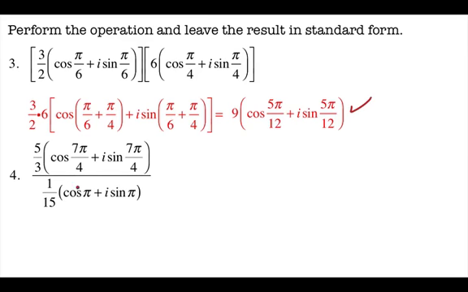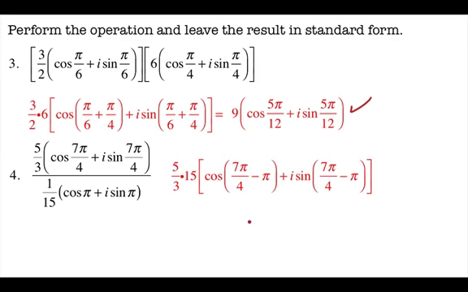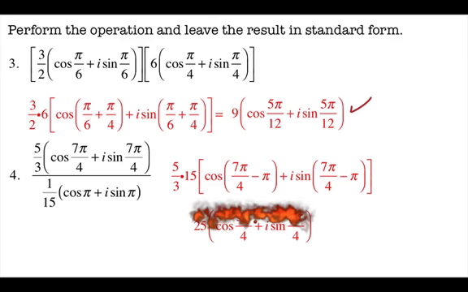Number 4, now you're taking the quotient of two numbers. So then you apply the second formula you saw. So you're going to divide the radius, and then you're going to subtract the angles. And this is what you get. 5 over 3 times, and divisions get the reciprocal, or just multiply top and bottom by 15 over 1. And that's how you end up with this. And then at this point, all you need to do is just perform some simple arithmetic. And this is your answer. 25 cosine 3 pi over 4 plus I sine 3 pi over 4. Next slide.